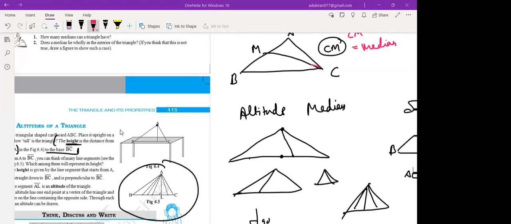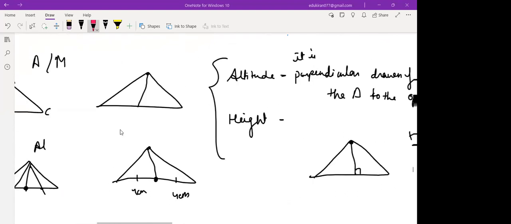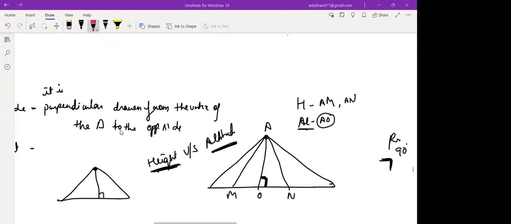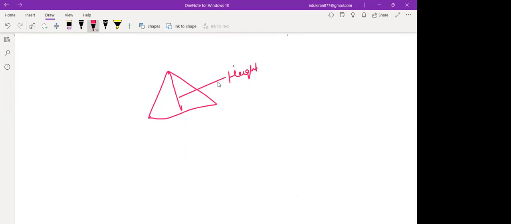Okay. Now I'm just teaching you two words, one is altitude and one is height. I hope everybody knows height, right? For example, if this is a triangle, this is your height. So over here, there are two terms: one is the height and one is the altitude. Both mean the same, but there is a slight difference between both. I'll teach you what is the slight difference.